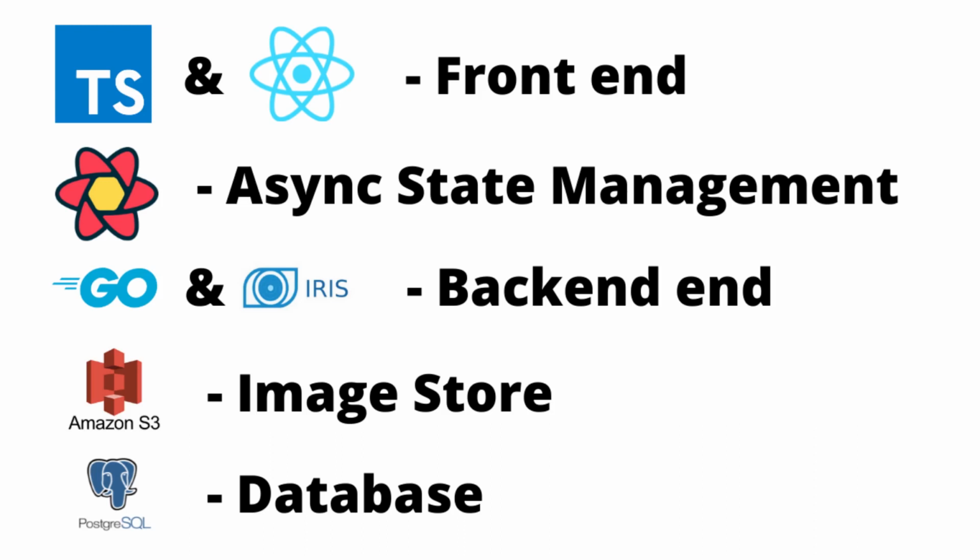So on the front end, we'll be using TypeScript and React Native. And to manage asynchronous state, we'll be using React Query. For the back end, we'll be using Go and a Go framework called Iris. For storing images, we'll use Amazon's S3. And to store data, we'll be using PostgreSQL. So without further ado, let's get into part one of the series.